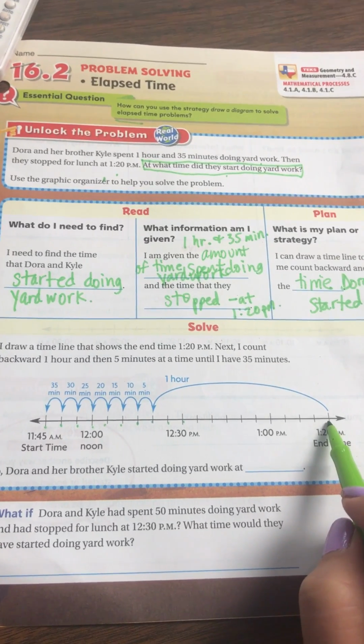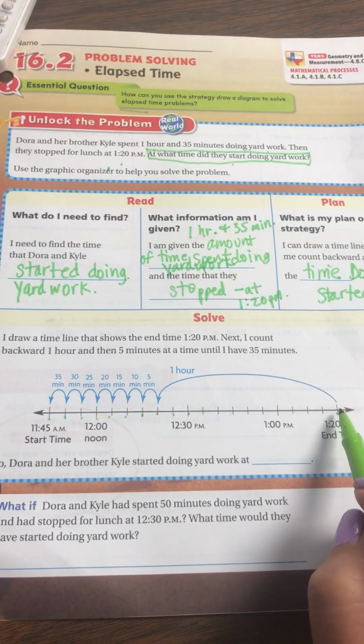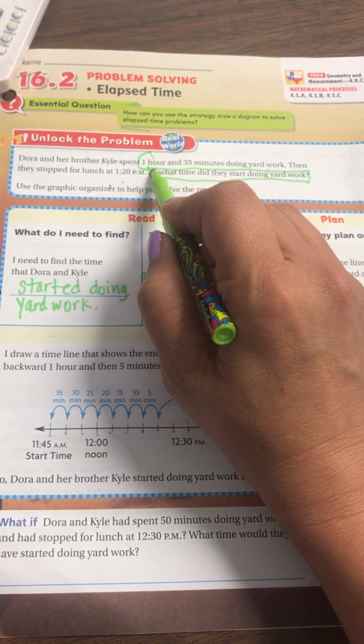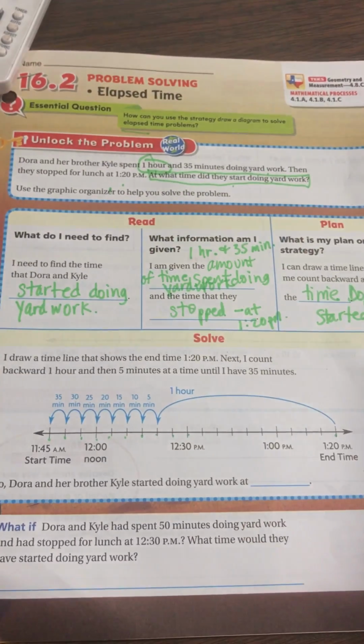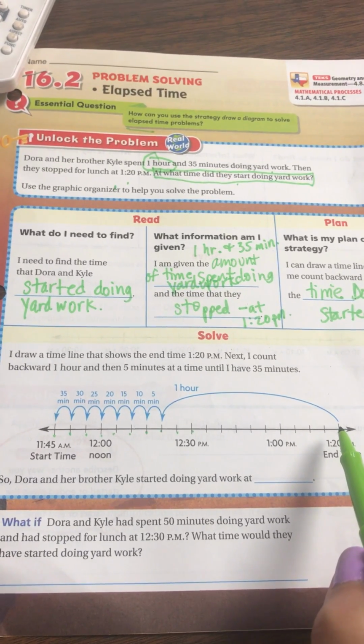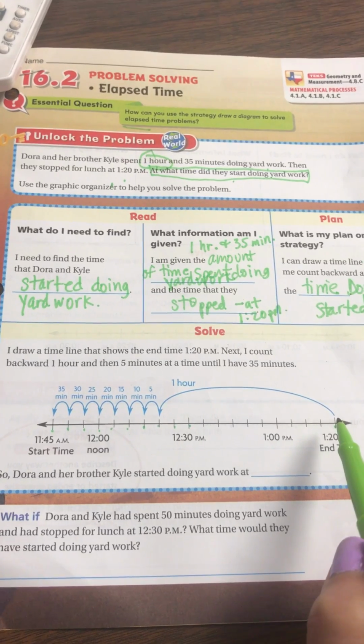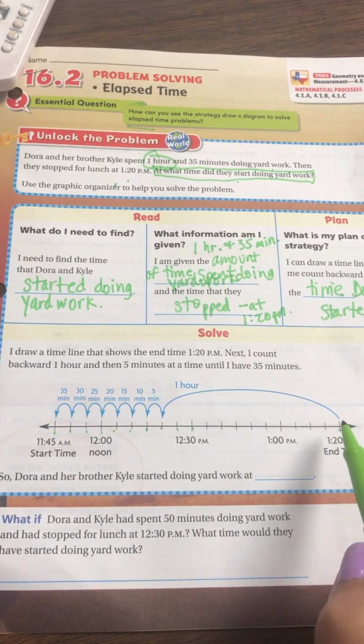Because they spent an hour and 35 minutes doing yard work, I want to go back the 1 hour first. We know that they spent at least 1 hour and 35 minutes doing yard work. So if we're at 1:20 and we go back 1 hour, we'll count by fives until we get to 60, because we know that there's 60 minutes in an hour.